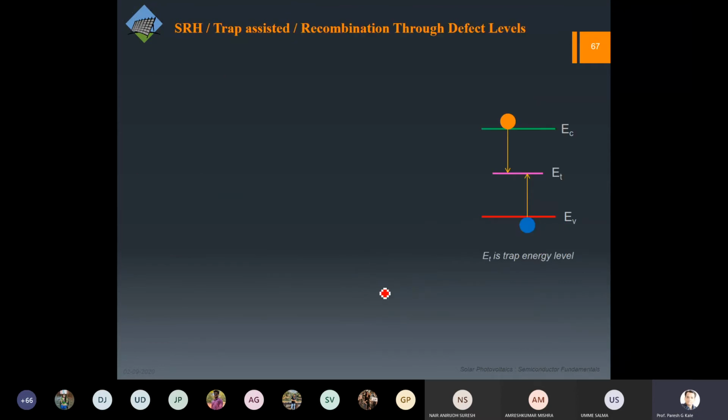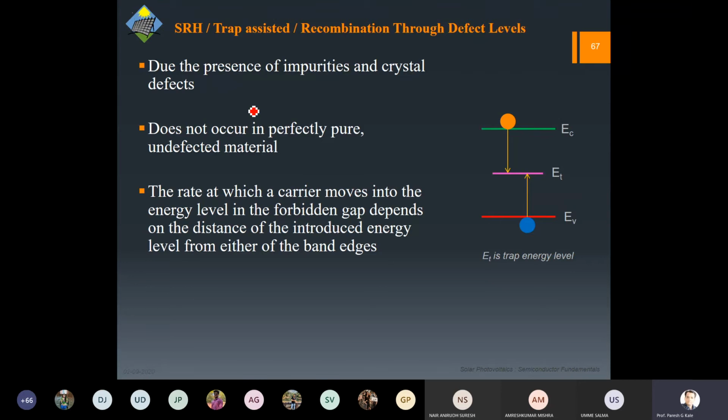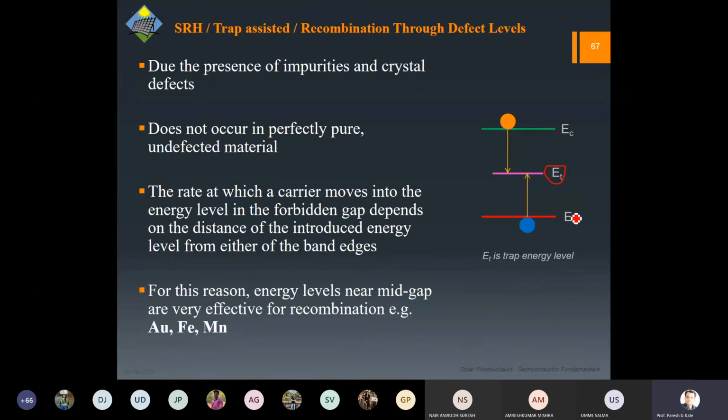And the last one, the most important for us, is SRH. Already you know this diagram, how it works. It is basically happening because of the impurities and the crystal defects. So obviously it will not happen when the material is quite pure and without any defects. The rate of this depends on how many trap levels we have, and I have already talked about two types of impurities: good impurity and bad impurity.